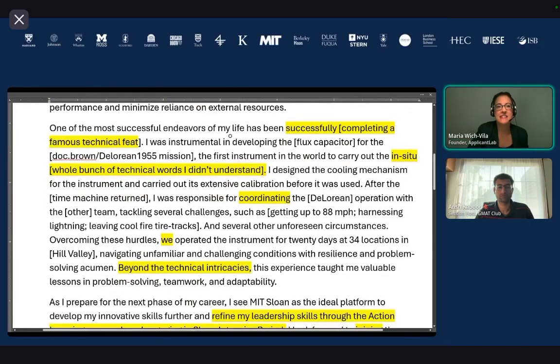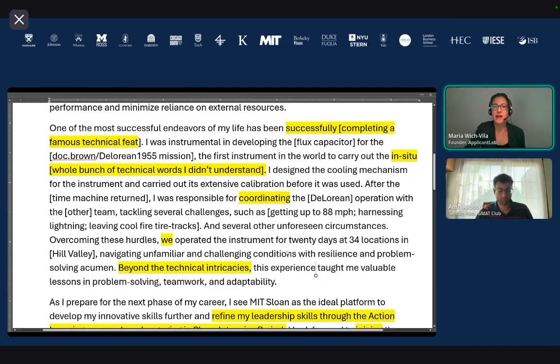Moving on. One of the most successful endeavors of my life has been successfully completing, and then again, a similar technical feat. Now, I will say, in this case, they improved from the first paragraph because they actually explained in plain English what the feat was. When I first read it in the paragraph above, I couldn't even tell you what it was because it was so technical. So at least here they put it in plain English. I redacted it again for privacy reasons.